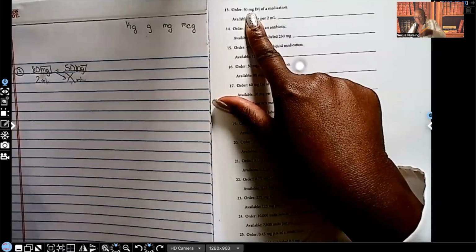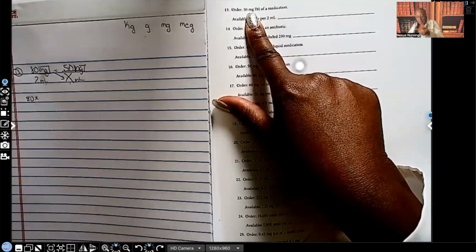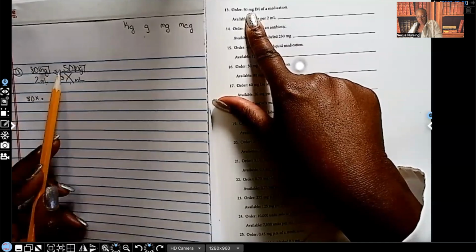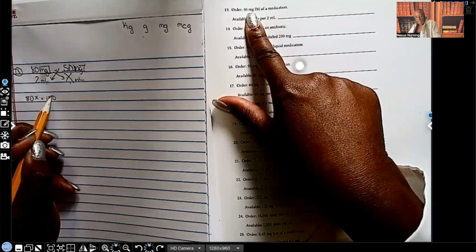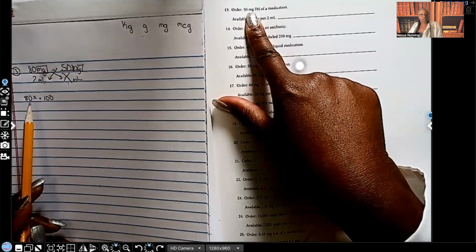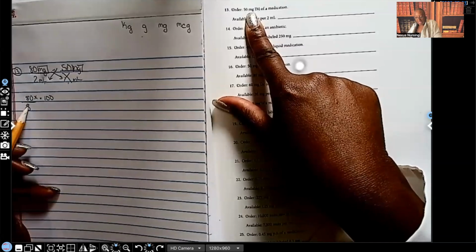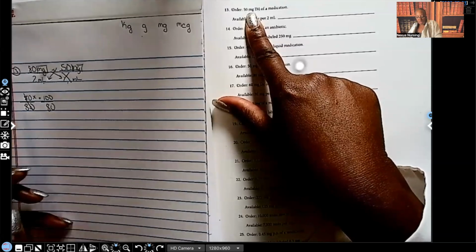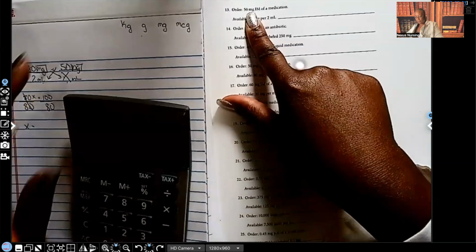Now that I have this set up, the next thing I'm going to do is cross multiply. 80 times X gives me 80X. Now I do 50 times 2. Remember, I'm cross multiplying. That's 100. Now I have 80X equals 100. I have to get this X by itself, so I'm going to divide both sides by 80. X equals 100 divided by 80.